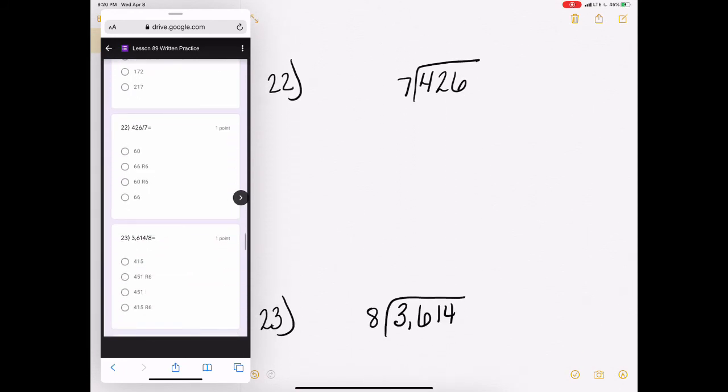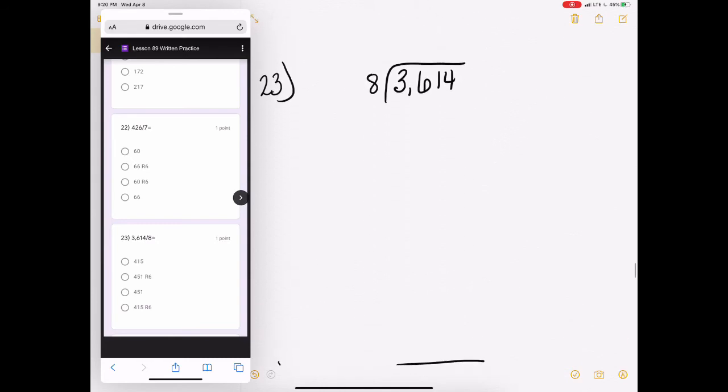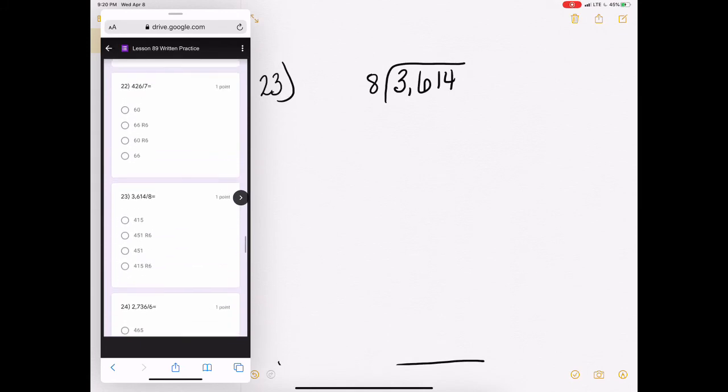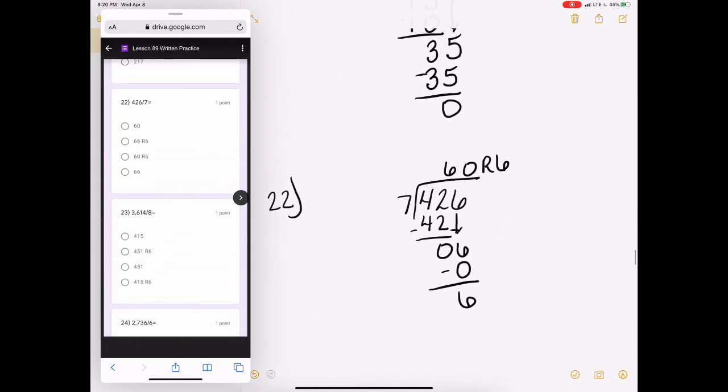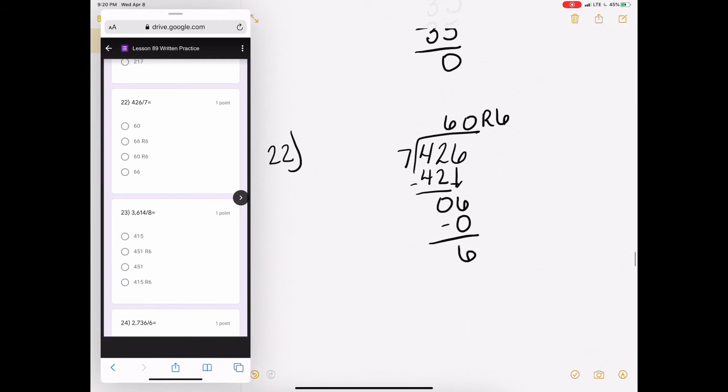22. 426 divided by 7. 7 times 6 is 42. There is nothing left. Bring down your 6, and we are so close, but there are 0 7s in 6. 0 times 7 is 0, with a remainder of 6. 23, 3,600. Let me make sure that's 22. 60, remainder 6, yeah.